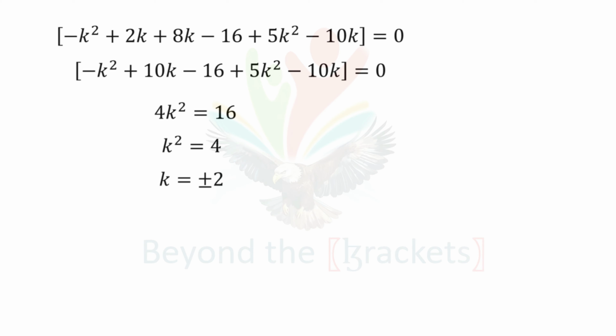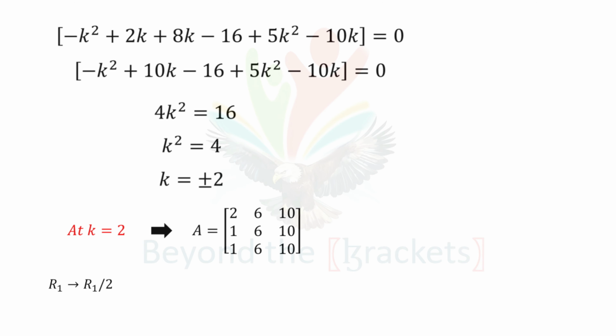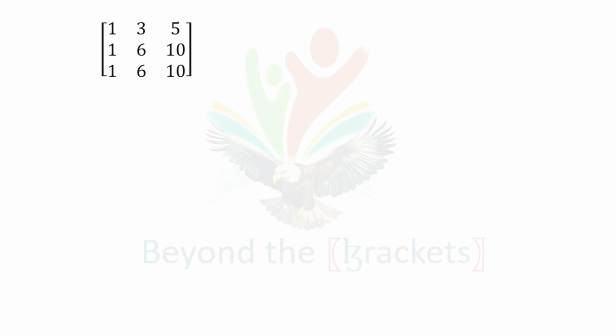Let's find the non-zero solution of this system when k is equal to 2. So for the matrix A, we'll substitute 2 in place of k and this gives the new matrix for A. Now we'll reduce this matrix to the echelon form. To do that, we first divide R1 by 2 and this is the resultant matrix. Next, changing R2 as R2 minus R1 and R3 as R3 minus R1.